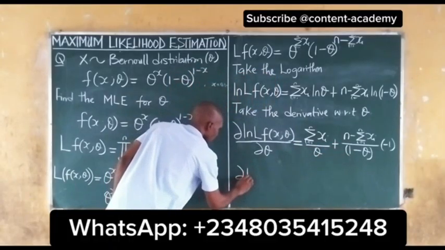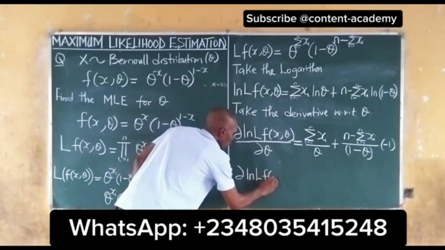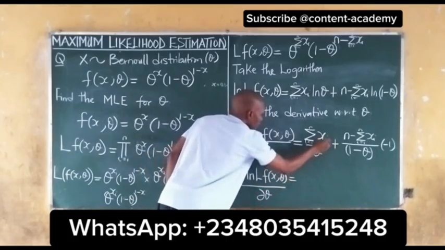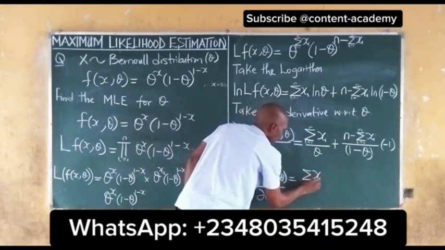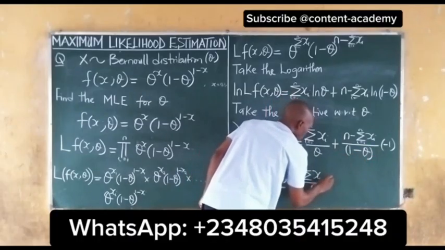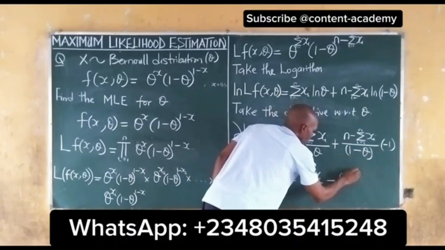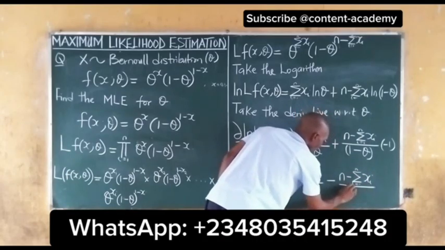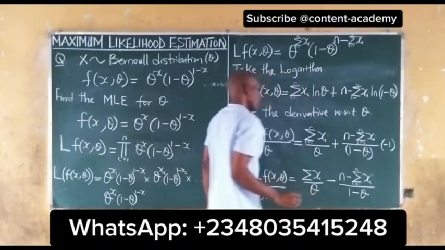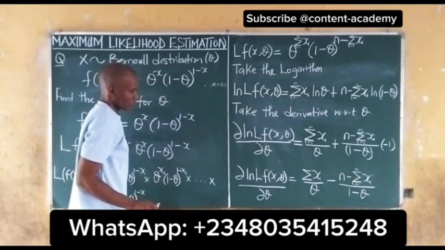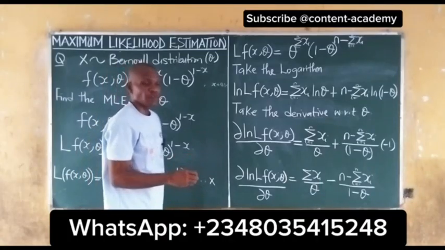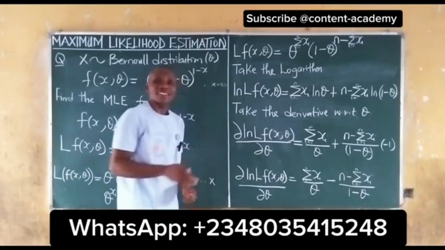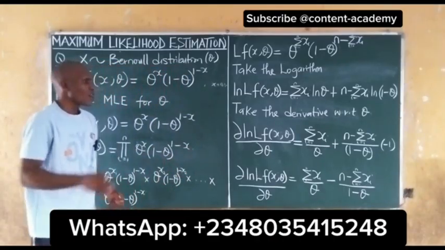So we can write it as the derivative of the likelihood function over d theta. We can write this to be summation of xi all over theta. Because of this negative sign, we'll write negative n minus summation of xi, as i running from 1 to n, all over 1 minus theta. So the next thing to do is to equate this to 0. Once we equate it to 0, we can now get our maximum likelihood estimate for theta.